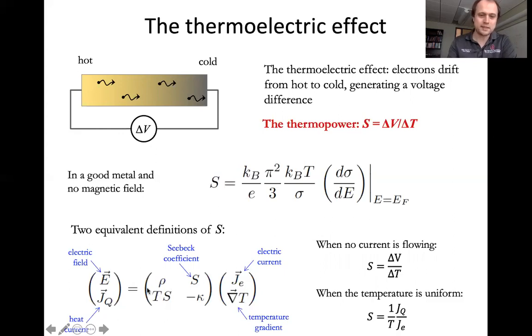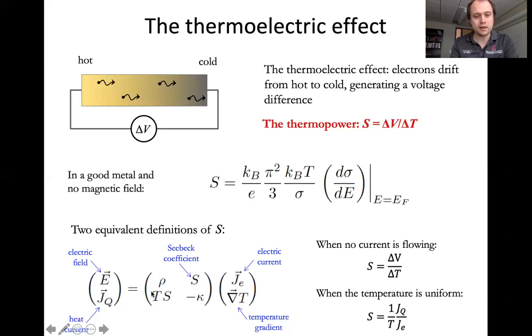So this, for example, resistivity relates the electric current to electric field. The thermal conductivity kappa relates the temperature gradient to the heat current, and these off-diagonal components are the thermoelectric conductivity, or the thermal power, that relates, say, the temperature gradient to the electric field, as I mentioned above. But there's also this Onsager relation between the top right component and the bottom left component.